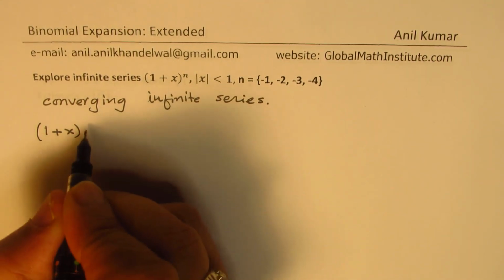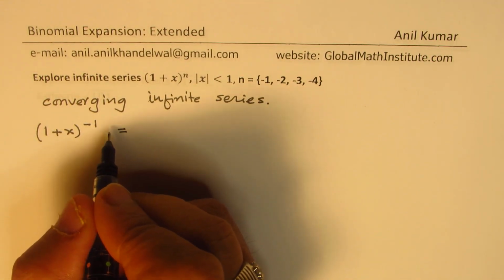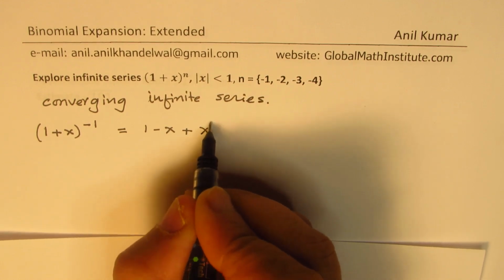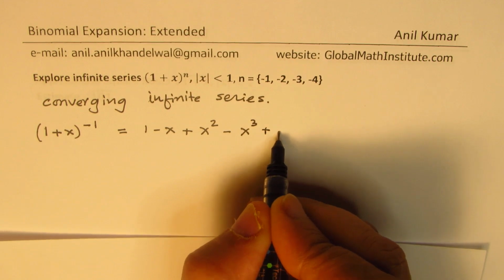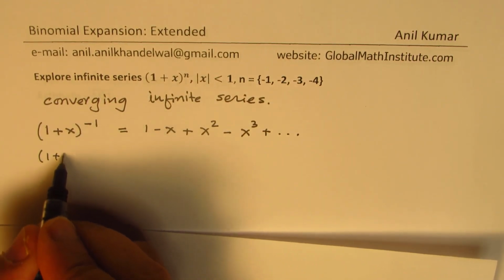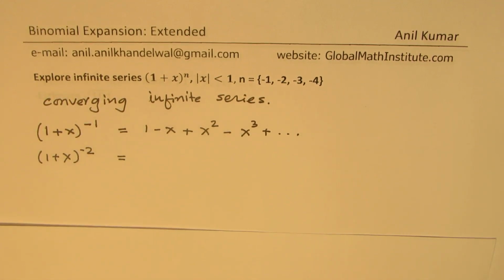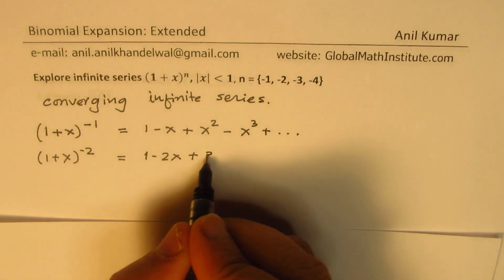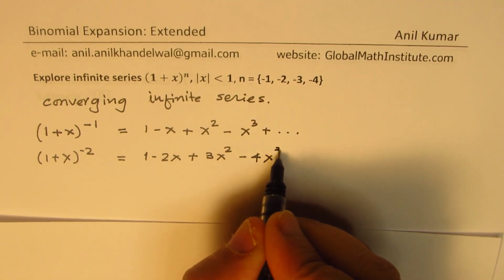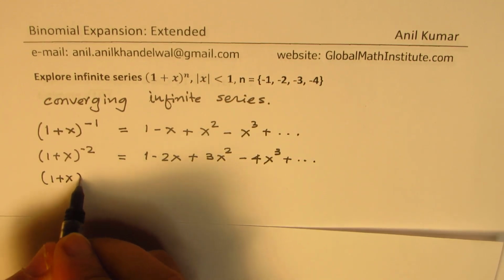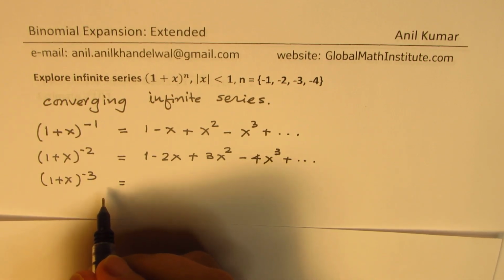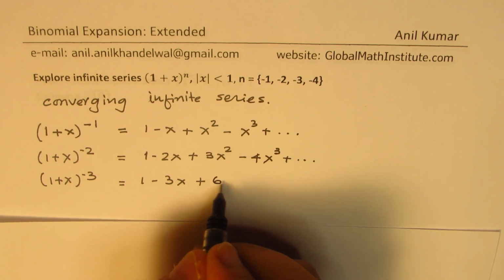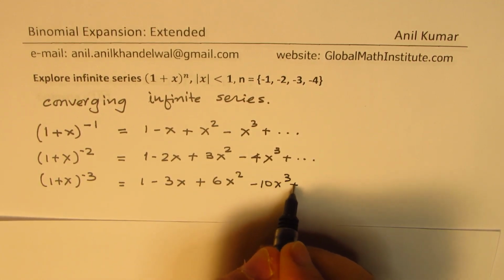So we have 1 plus x to the power of minus 1, and that can be written as, we got this as alternating plus and minus: 1 minus x plus x squared minus x cubed plus so on. Now if I have 1 plus x to the power of minus 2, in that case the series obtained was 1 minus 2x plus 3x squared minus 4x cubed plus so on. And if you have 1 plus x to the power of minus 3, then the series obtained in this particular case is 1 minus 3x plus, alternately we get plus and minus, 6x squared minus 10x cubed plus so on, correct?